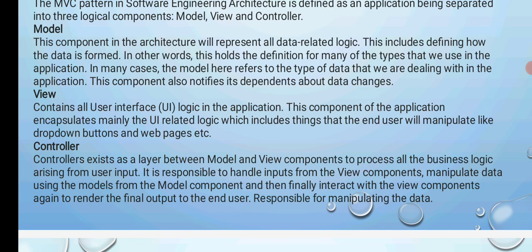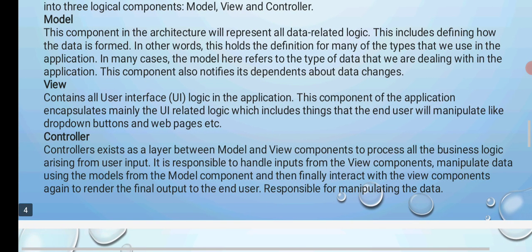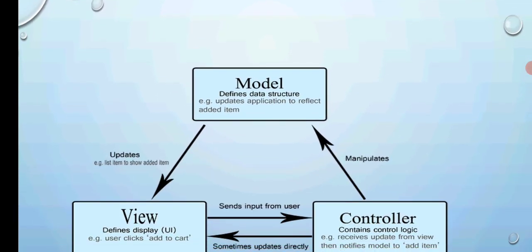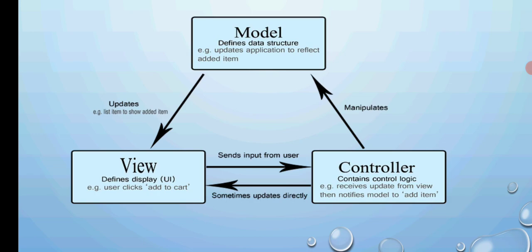Controller exists as a layer between model and view components to process all the business logic arising from user input. It is responsible to handle input from the view component, manipulate data using the models from the model component, and then finally interact with the view components again to render the final output to the end user. So this is the basic diagram for model view controller.